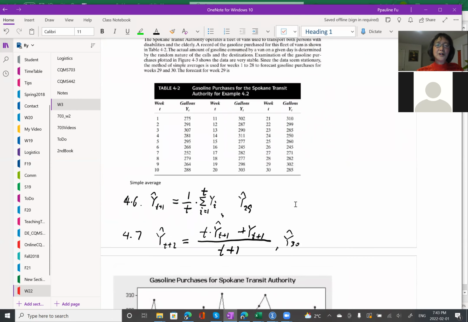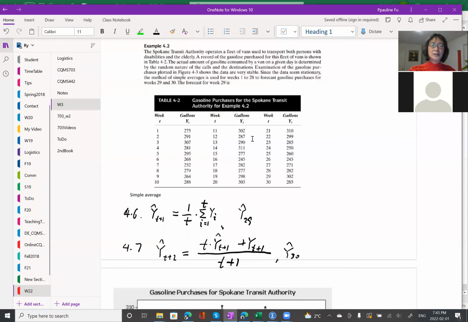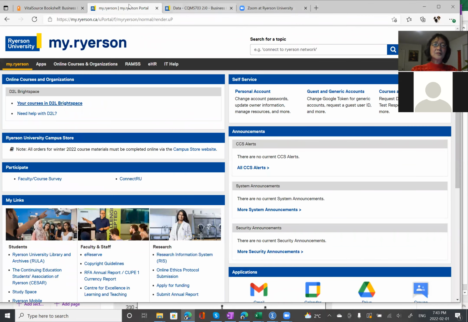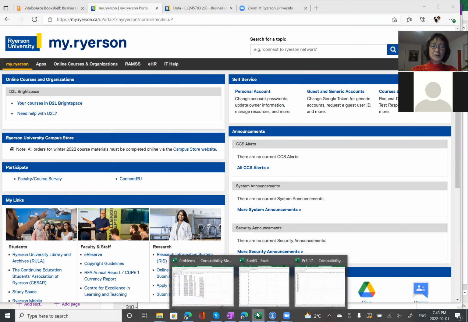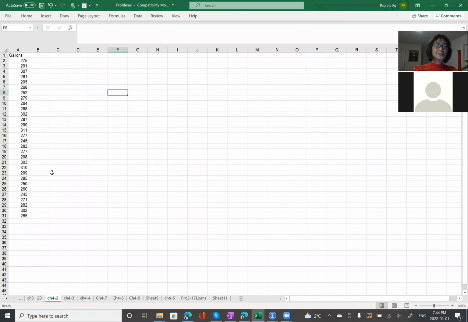Okay. So first, we are going to examine this data. The data is 4.2. I posted the data, you can get the data on D2L. So here I already have the data 4.2. So I'm going to chapter 4.2 here. So this is the data.